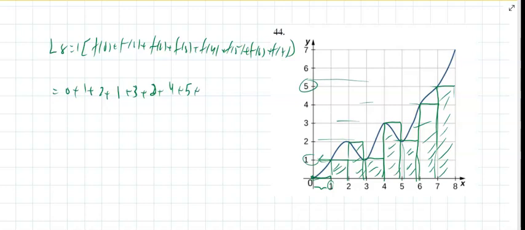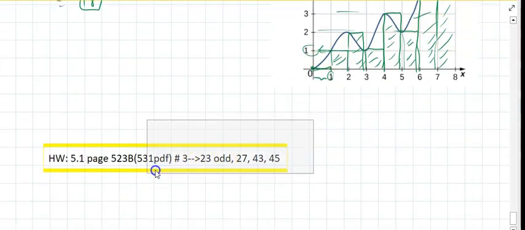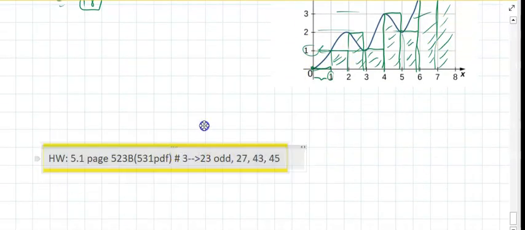And that's it. 1, 2, 3, 4, 5, 6, 7, 8. So that's 5, 9, 10, 13, 15, 17, 18. And that's pretty much it for this section. That's how this works. There's our homework.